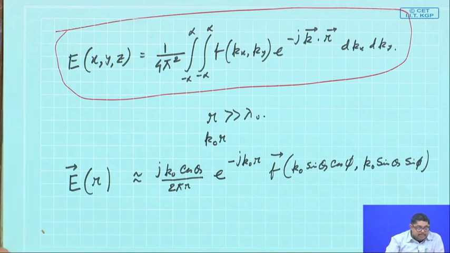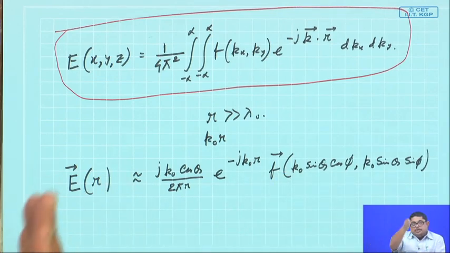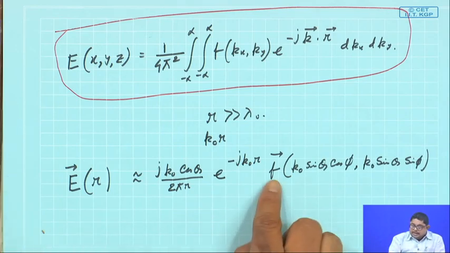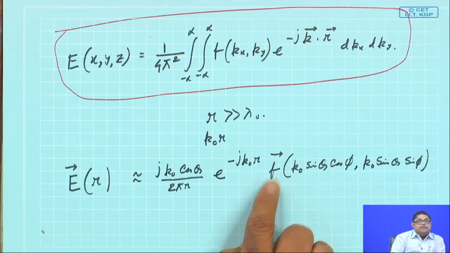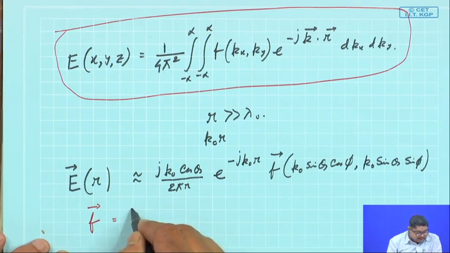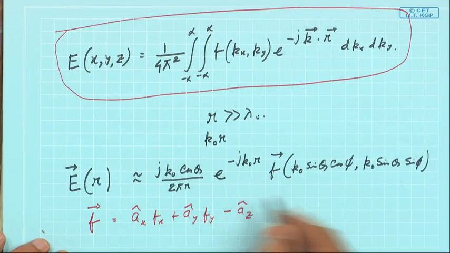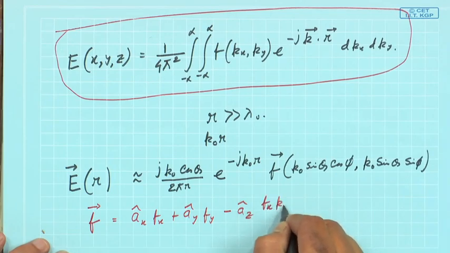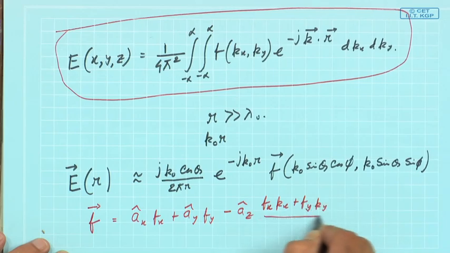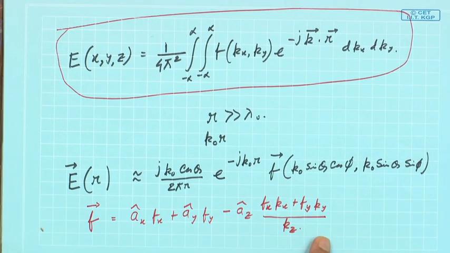So the radiated field can be given nearly by FT in this region, which means in most of our zone of interest, if we are looking in front of the aperture, then we can replace F by FT. If not, then in general F can be written as AX FX plus AY FY minus AZ times (FX KX plus FY KY) by KZ. I have already shown how FZ comes, so I am putting that value here. So you see you have all these values.